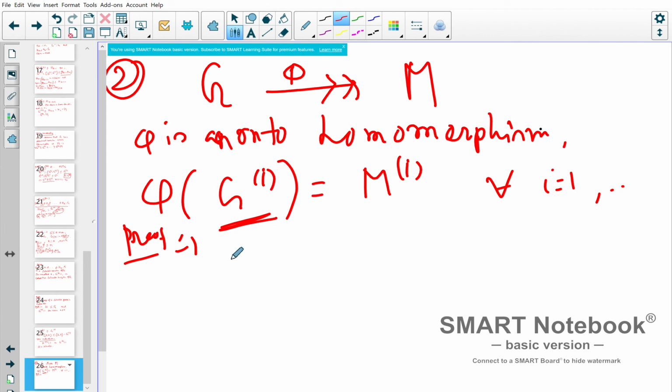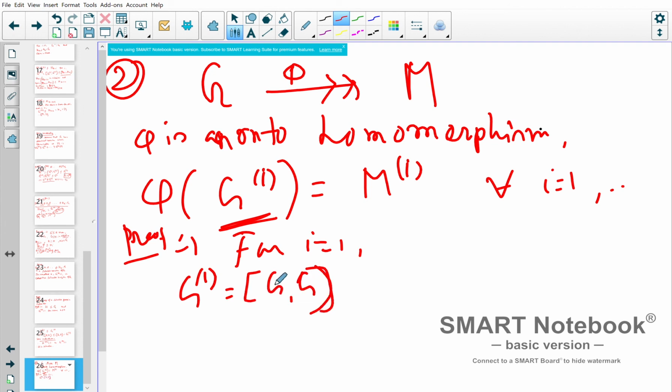So first let me prove that this is true for, say, i equal to 1. So for i equal to 1, what happened? You see that this G1 is G. So the elements of these are generated by the commutators, right?